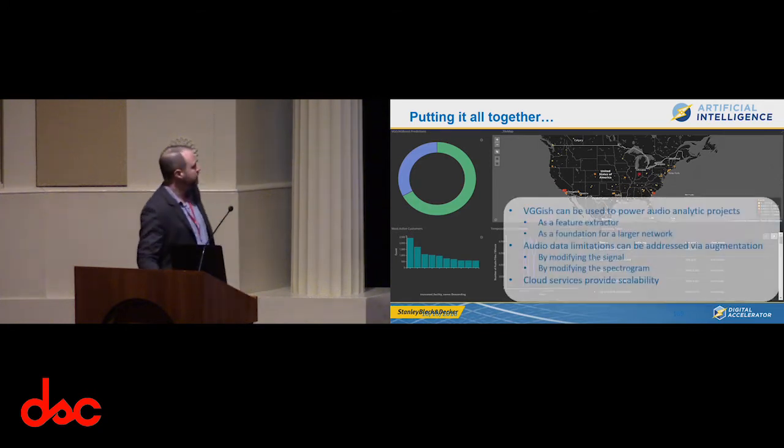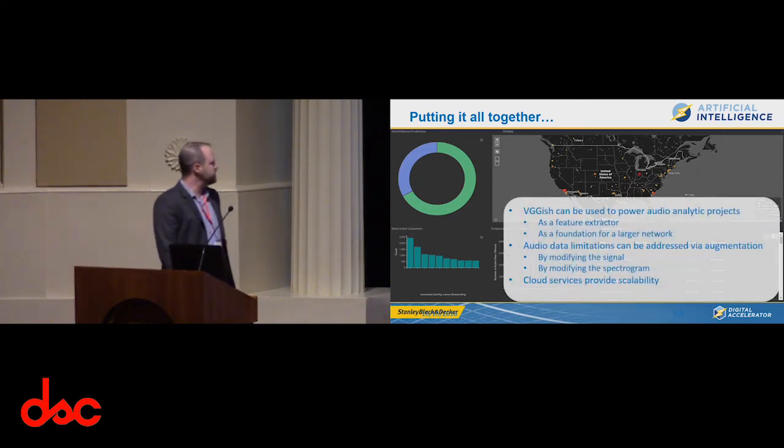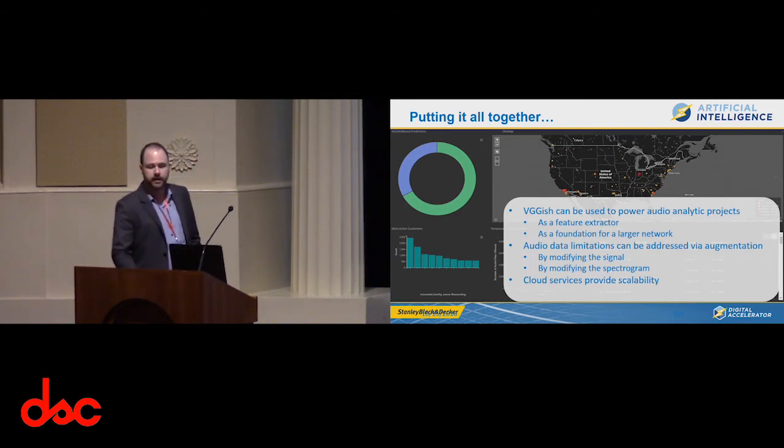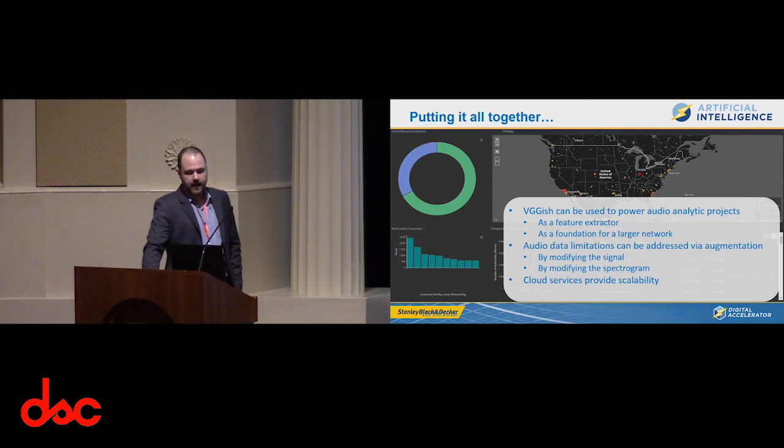So what have we talked about? What have we learned today? We talked about VGG-ish and using it to extract features or to build more complicated networks, and how to modify the audio signal and spectrogram in order to address audio data limitations, and then very briefly touched on how you might use a scalable architecture via cloud services.